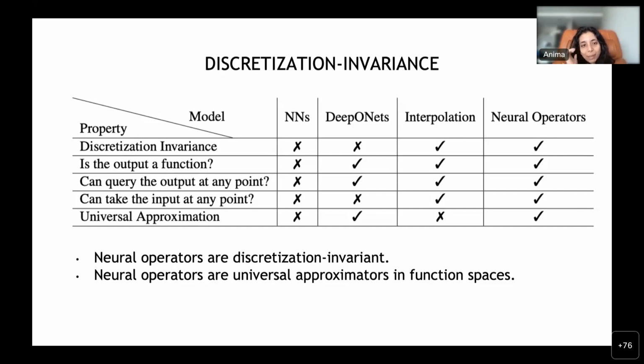So that framework indeed allows you to query anywhere in the domain, but it does not guarantee universal approximation because the neural network just learns at a fixed scale, right? So it is not learning in the function space like we do with neural operators. And that to me is the big benefit we obtain here.